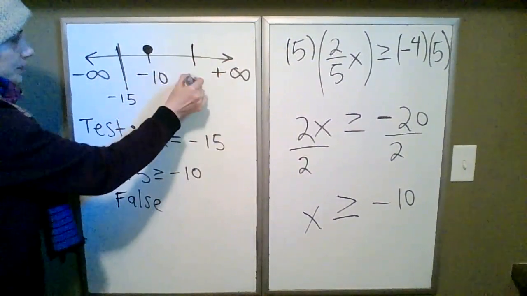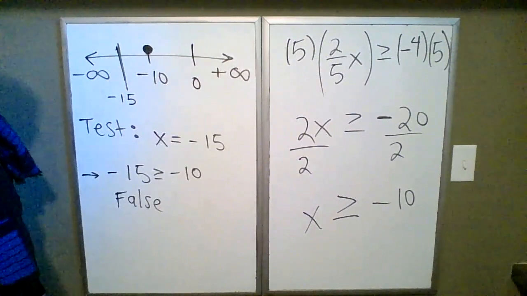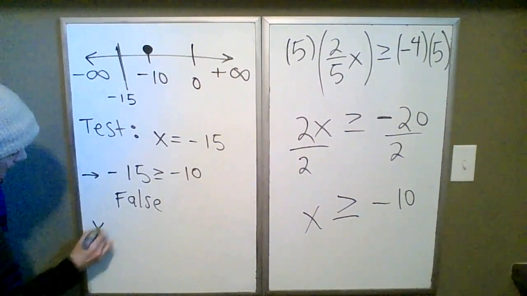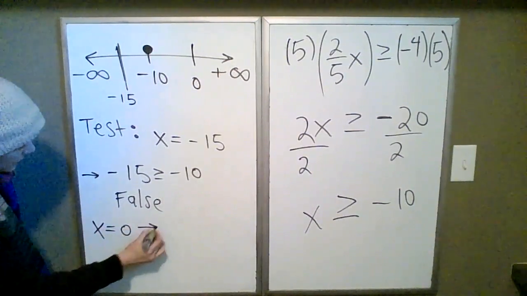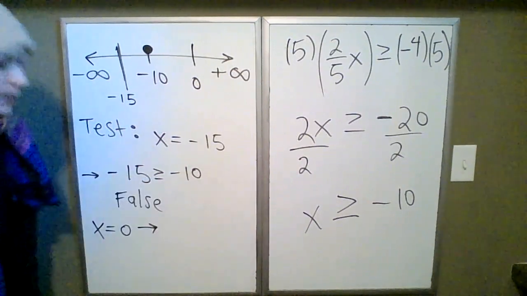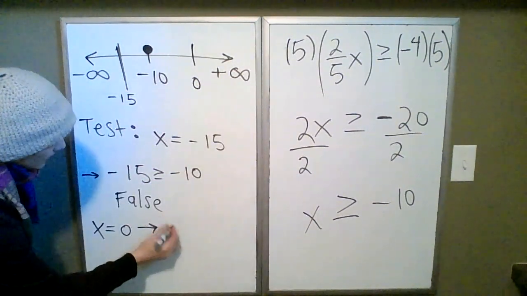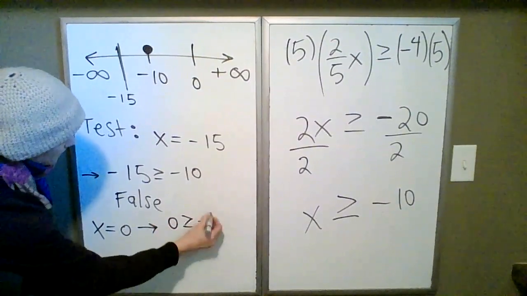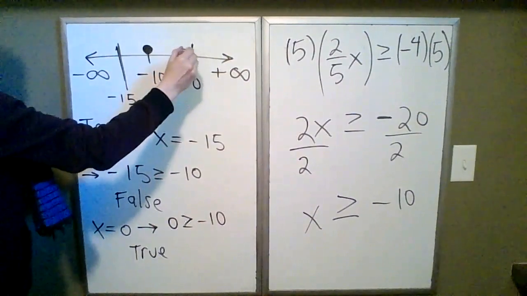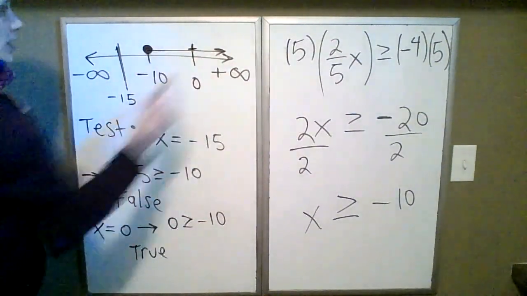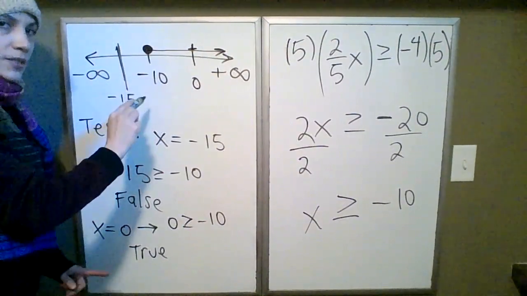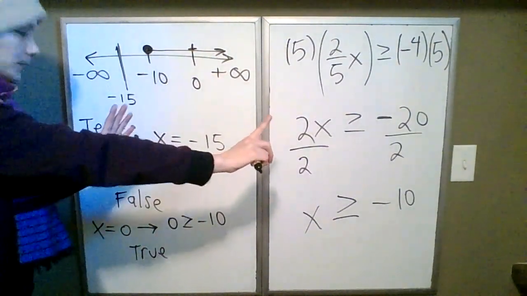0. Okay, 0 greater than or equal to -10. Yes, it's greater than -10. So you want to shade over this and shade towards positive infinity. Okay, the set starts at the smallest value, goes to the larger value.